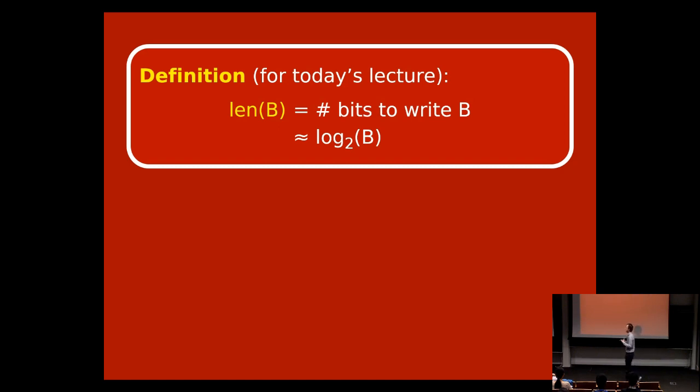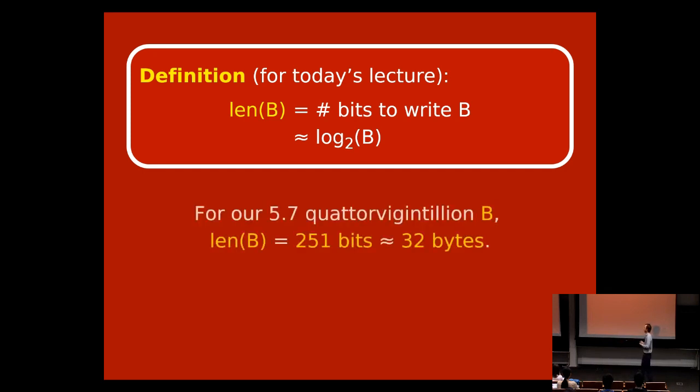But of course, we don't store these numbers in unary in our computers. We store them in binary. And just to make this very clear, normally we think of how long it takes to write down a number in bits as log base 2 of the number. Just so it's clear in this lecture, I'm going to write this as length of b rather than log of b, but it's the same thing. It's the number of bits that you need to write down the number b.